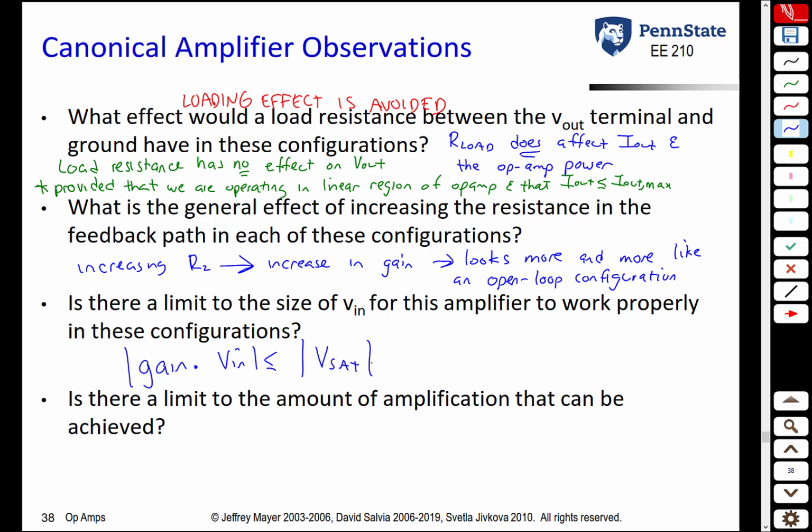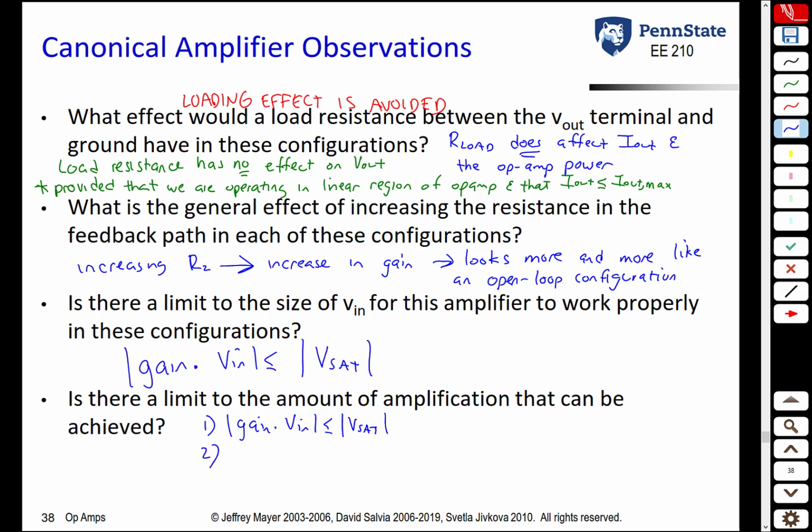Last observation is, what are the limits on the amount of amplification that can be achieved? We saw in the previous bullet point that the gain times the input signal has to be less than the saturation voltage. So for example, if you know that your input signal can be as high as 1 volt, and if the saturation voltage is 15 volts, you're limited to a gain of 15. Anything greater than that, you could reach saturation. But that is not the only thing that limits the amount of gain.